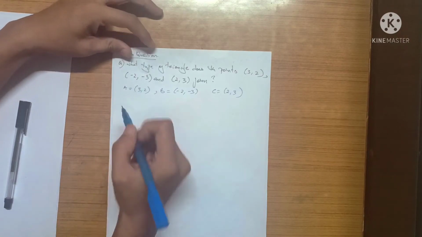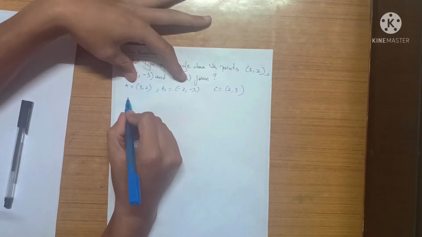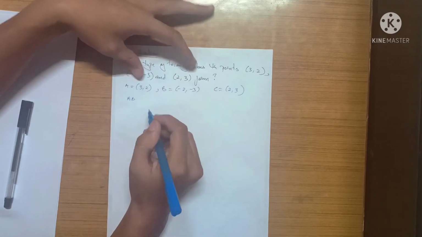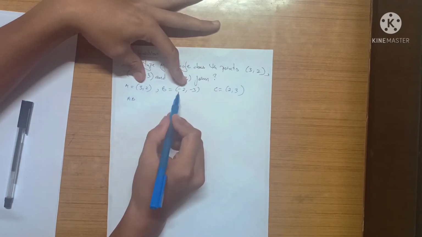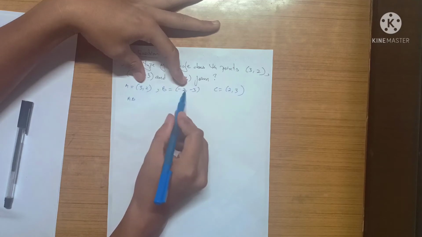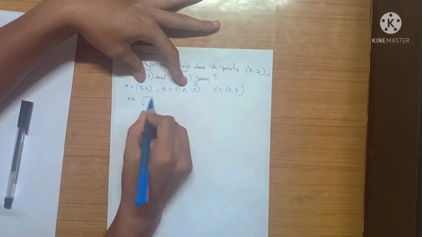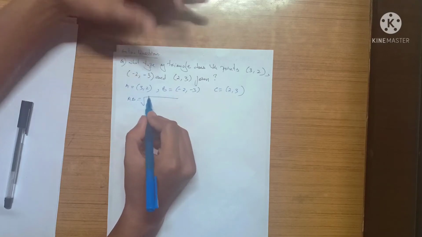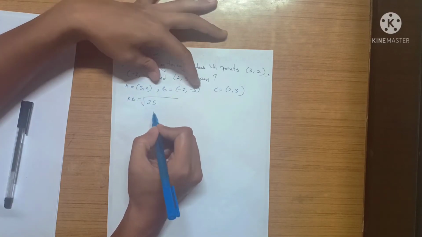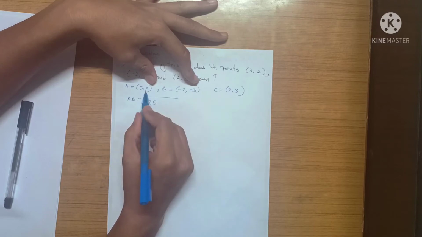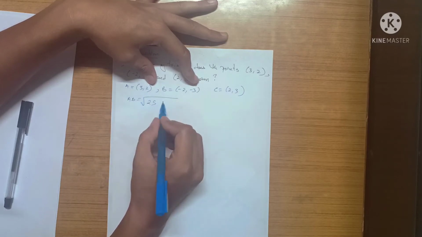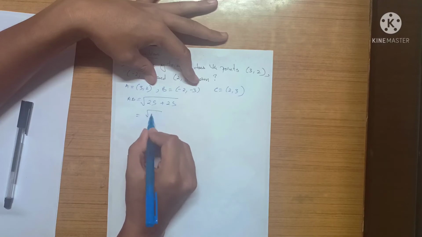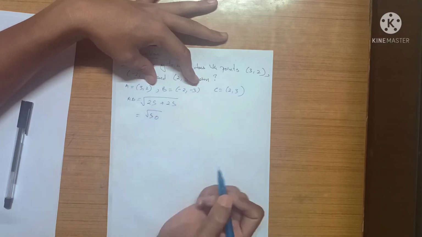So let's first find AB, the distance between A and B. We're supposed to find AB, BC, and AC also. So here 3 minus minus 2 is 5, and minus 2 minus 3 is minus 5. 5 square is 25, and then minus 3 minus 2 again is minus 5, so it will become 25. So you would get root 50.